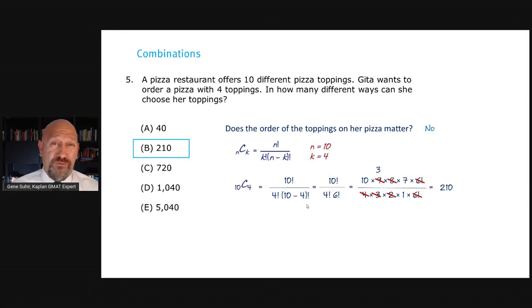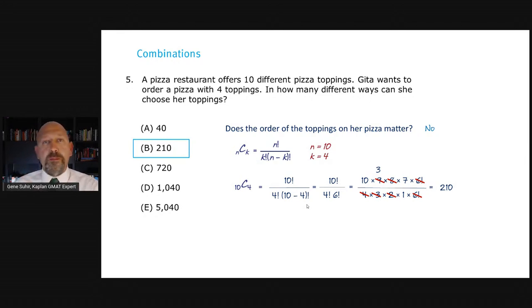There is a permutation formula, theoretically, you could use. It's very similar to the combination formula, it just doesn't have the extra K factorial on the bottom. But really, the slots method is just a streamlined, simplified version of the permutation formula. But I hope that helps, Ravish. Does that answer your question?